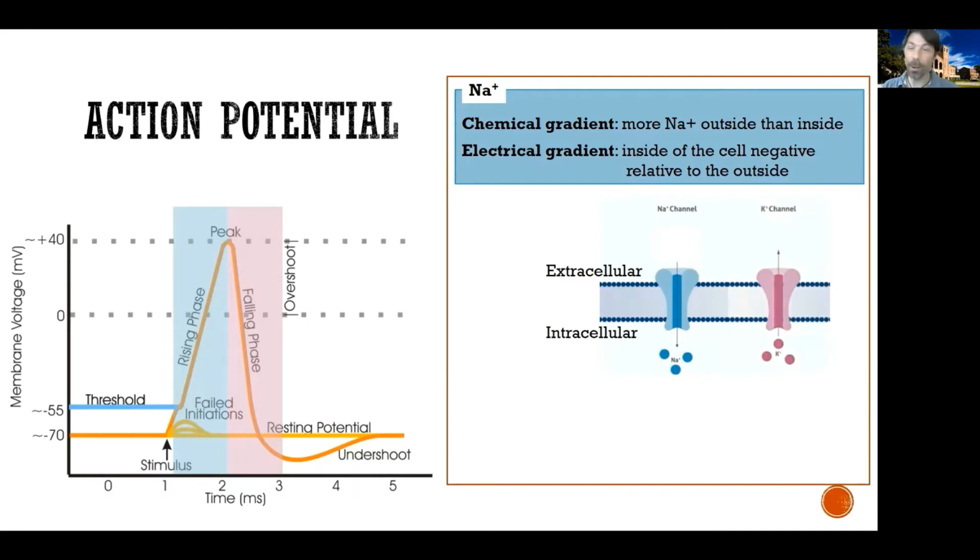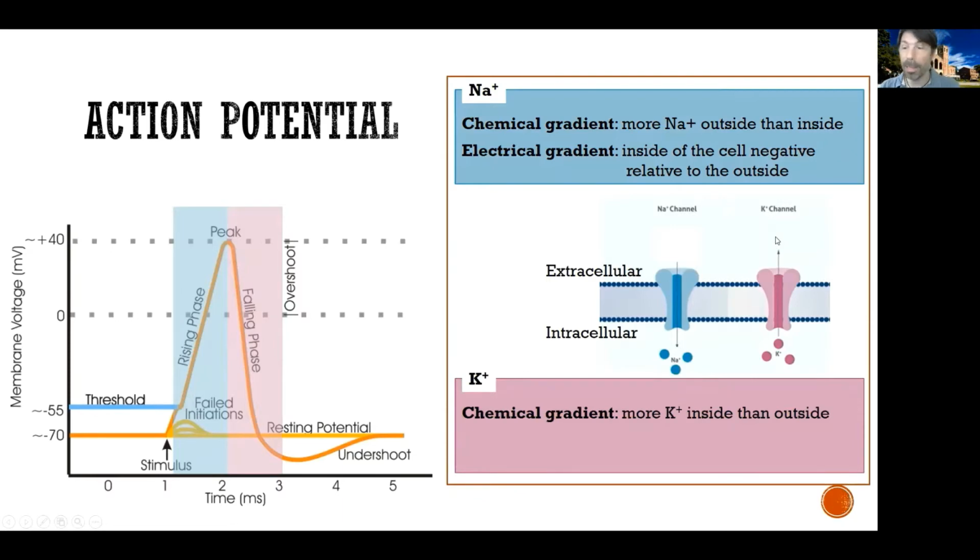Potassium channels, also known as the delayed rectifier channels, open up. And again, potassium will want, on the other hand, to diffuse outwards. Why? Same two reasons. First, there's a chemical gradient. There just happens to be greater concentration of potassium inside the cell compared to outside. So just by osmosis, potassium will want to flow outwards.